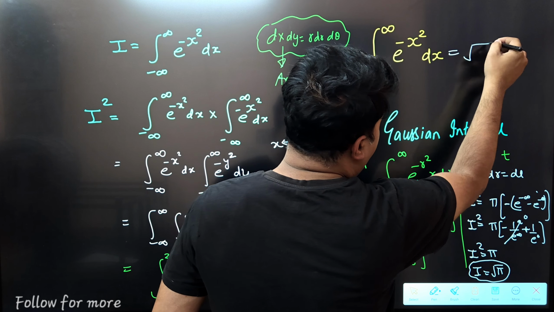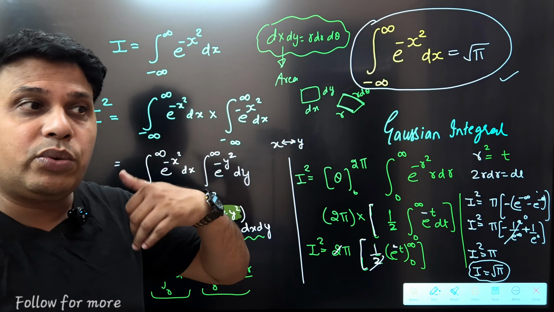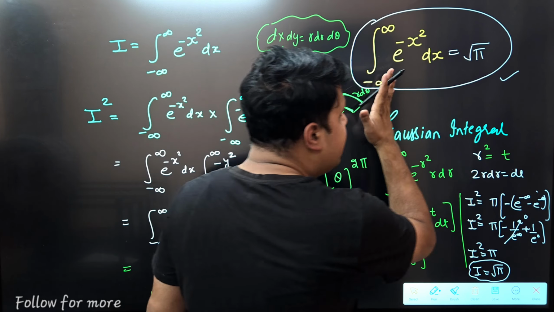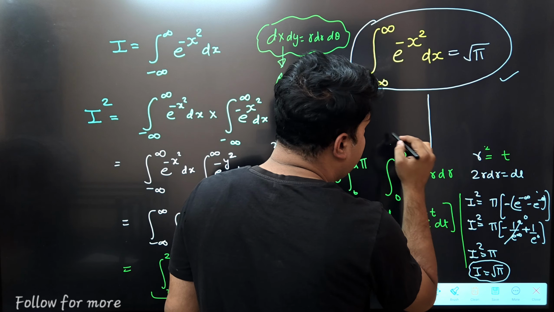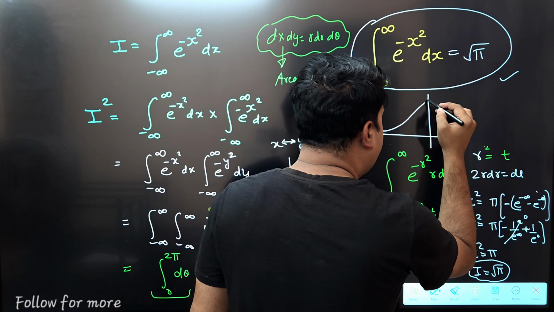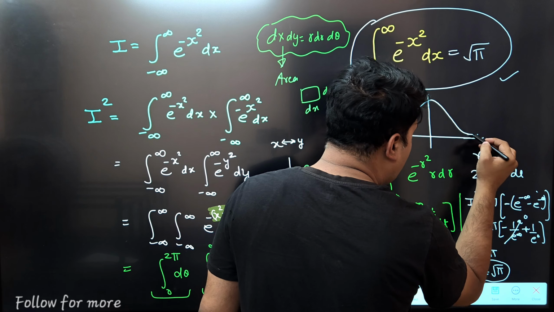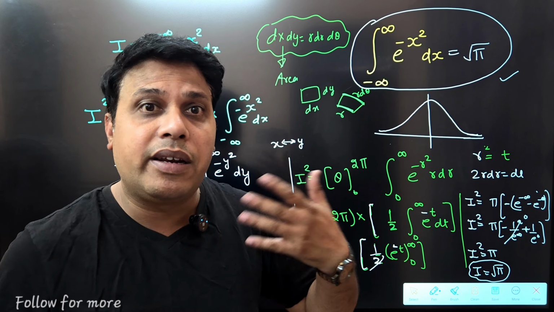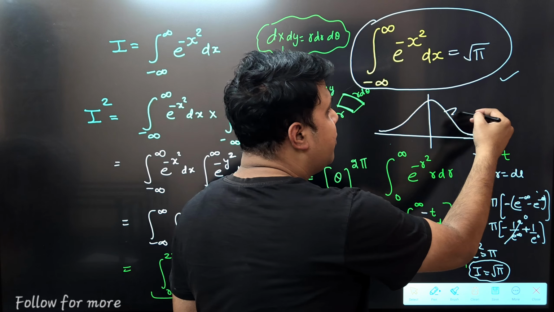This is a very interesting result, how this π appears. But this is very important, and once you go into the world of probability or statistics, you find this is the normal bell curve. This normal bell curve includes 100% of the data, whatever data we are dealing with in real life. This is the normal bell curve.